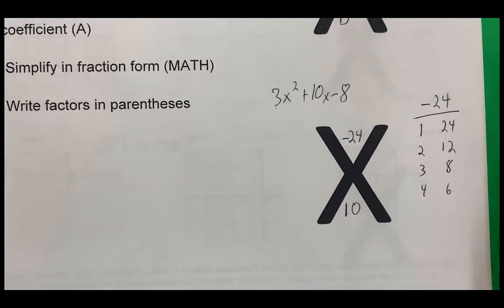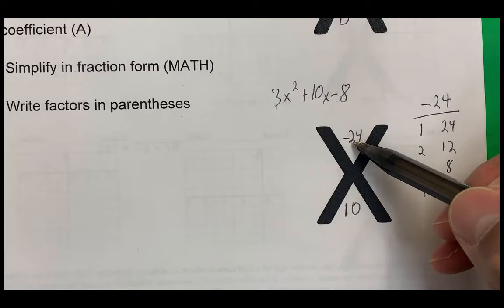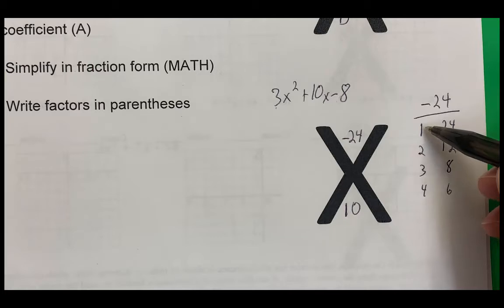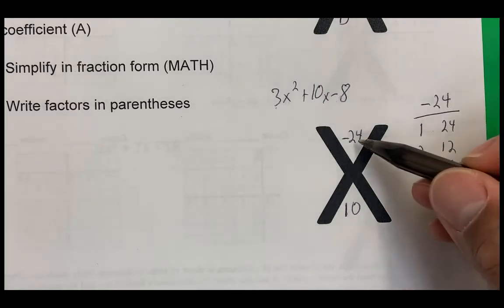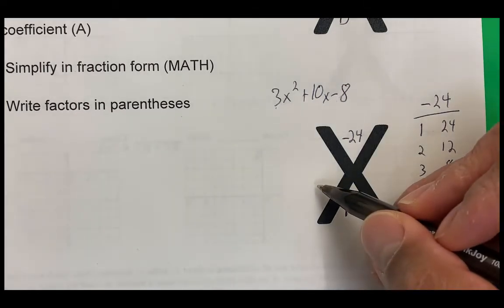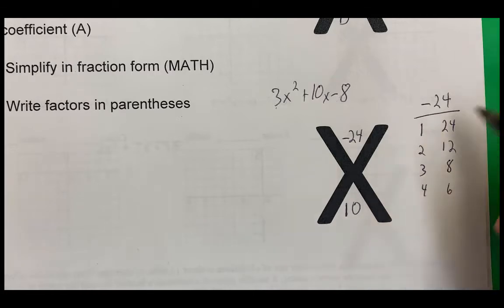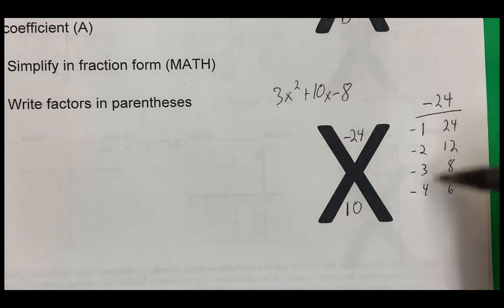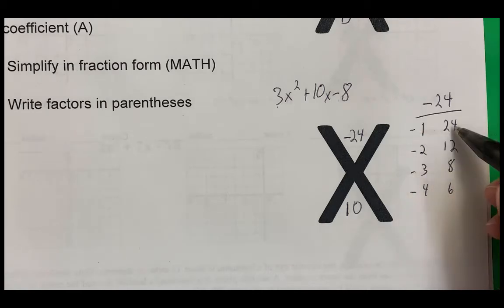Now, back up here, we've got our a times c again was negative 24, and our b was 10, okay? So now we're looking at all the factors, and we decided that when we have a negative up top and a positive on the bottom, we want the big number to be positive and the small number to be negative. So let's go through and make all these negative, okay? And now we start looking at them and we try and see which ones add to b. So negative 1 plus 24 is 23. That's not going to work. Negative 2 plus 12 is 10, which means that's going to work.